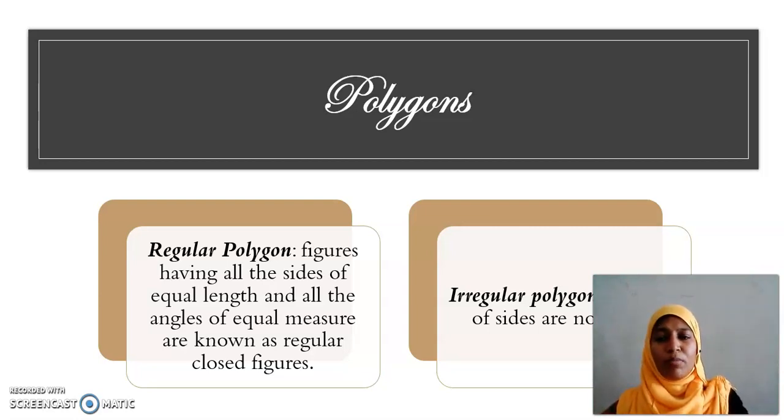So, regular polygon means having all sides of equal length and all the angles of equal measure. Such figures are called regular polygons. Hope it is clear, my dear children. So, in this video, you have taken down the definition of perimeter and only one problem of an irregular polygon. Hope it is clear, my dear children. Let us continue in the next video.